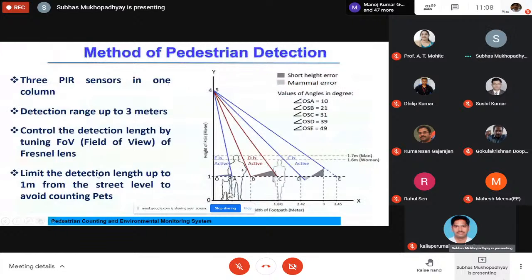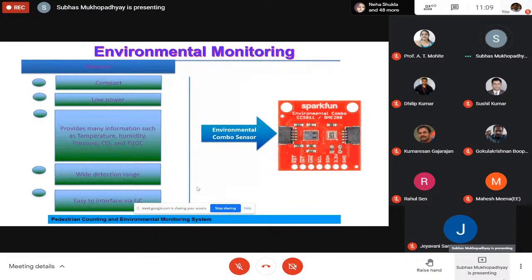And what we did, this sensor system will be installed on an electric pole at a height of 4 meters, and it should not be able to monitor, count any pet. So suppose people walking with the dog, dog should not be counted. So we have adjusted the focal length, and we monitor the environmental parameter using environmental combo, where we can get temperature, humidity, pressure, carbon dioxide, and total volatile organic compound. And they are all interfaced using I2C bus with the microcontroller.